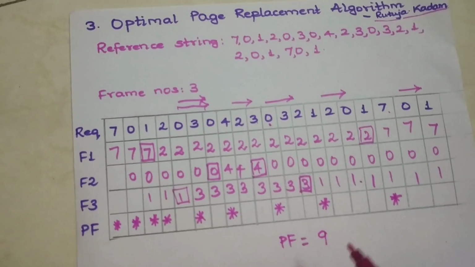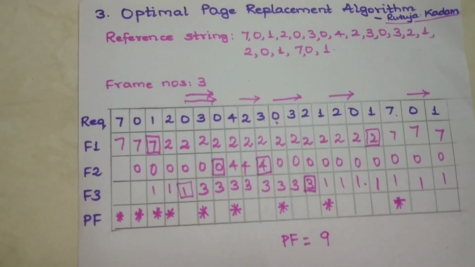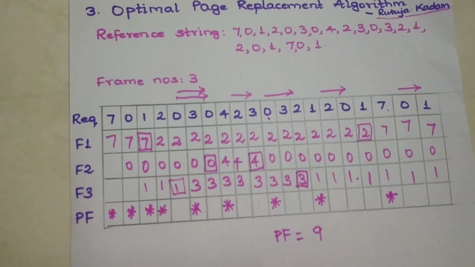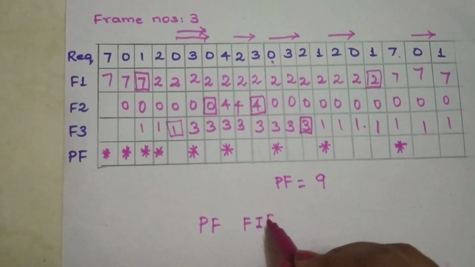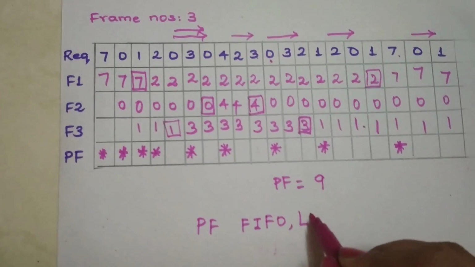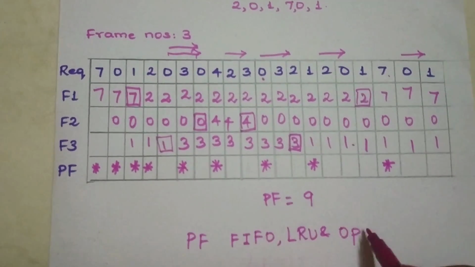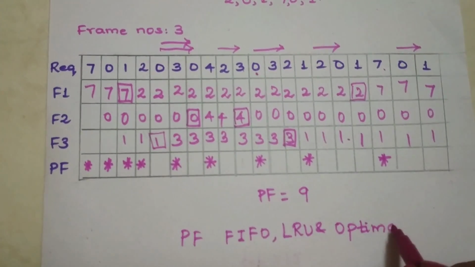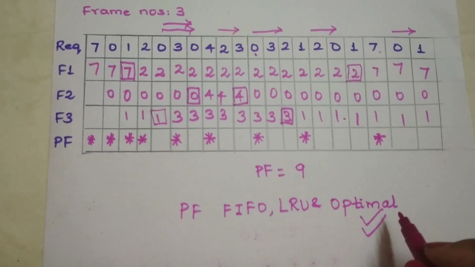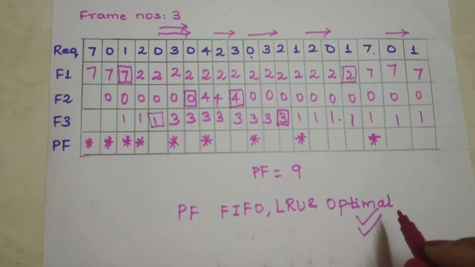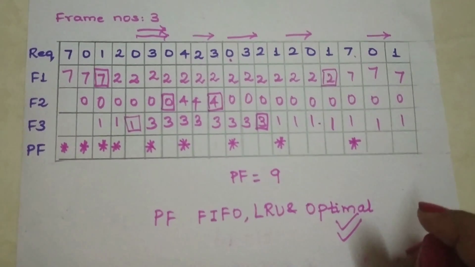So if you compare the page faults of FIFO, LRU and optimal, optimal is the one algorithm which will have the lowest page faults. So that is why this is the best algorithm out of these 3.